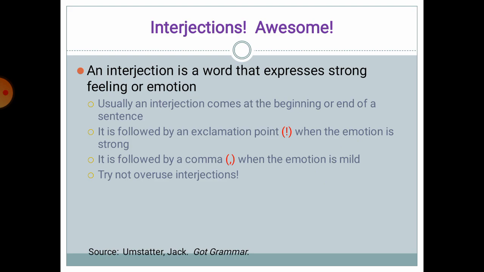Now we have interjections, like awesome. An interjection is a word that expresses strong feelings or emotions. Usually, an interjection comes at the beginning or end of a sentence. It is followed by an exclamation point when the emotion is strong. It is followed by a comma when the emotion is mild. Try not to overuse interjections, okay?